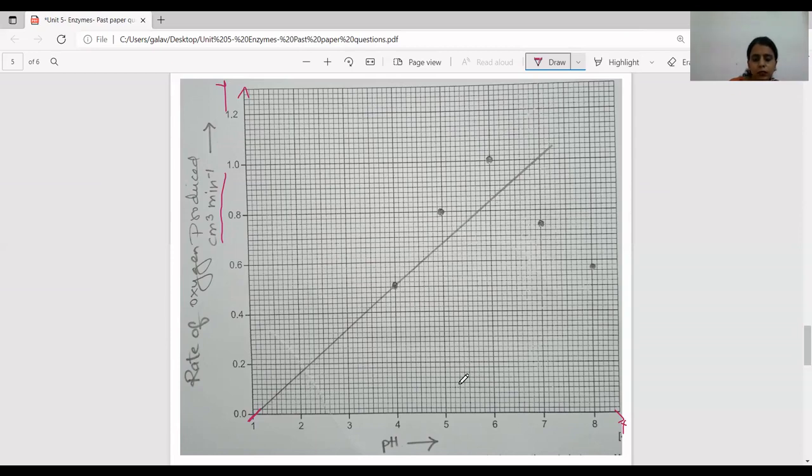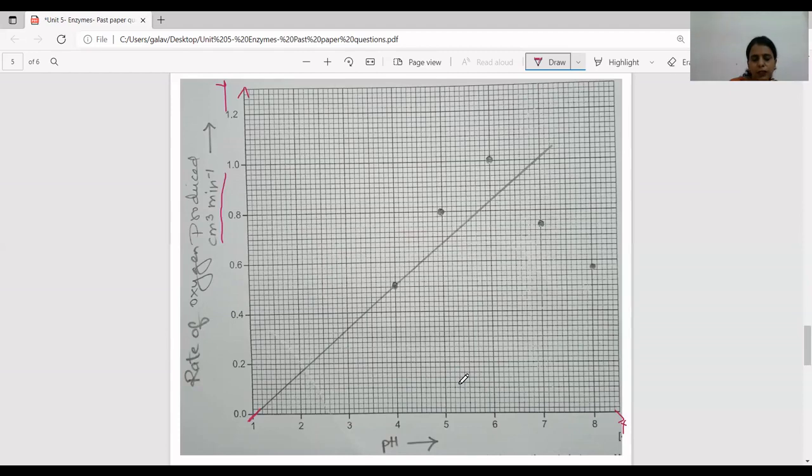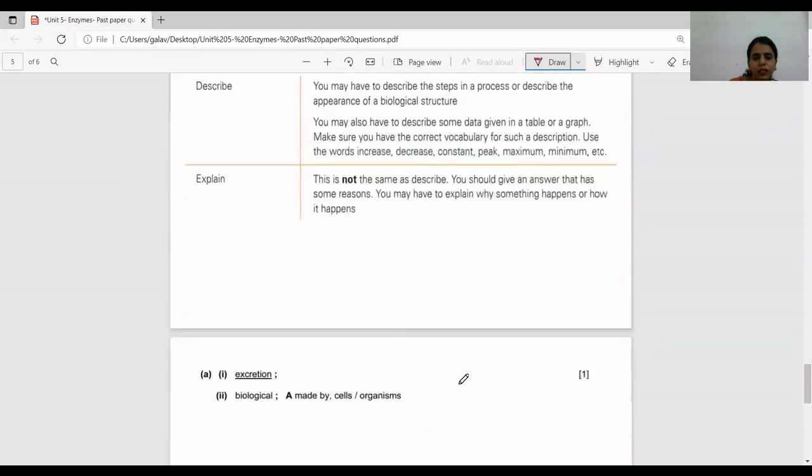Okay, so this graph was actually very simple. The scale was already given. You were only supposed to label the axes, then plot these points on the graph and then draw a single line between these points. Fine.